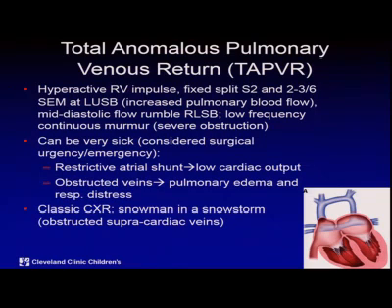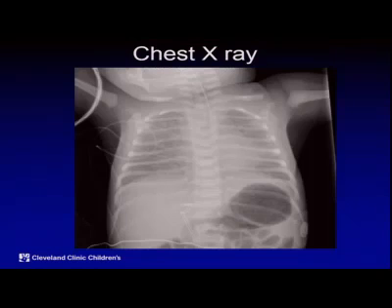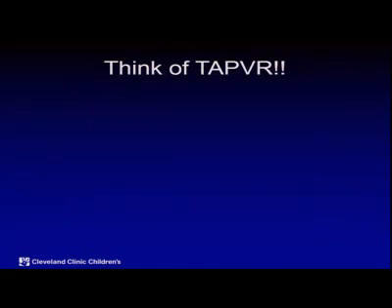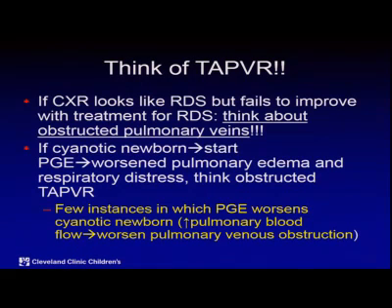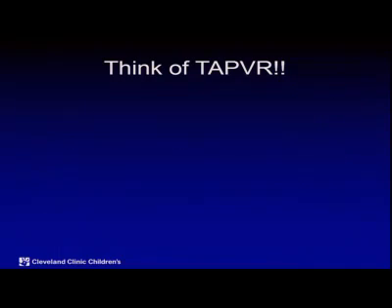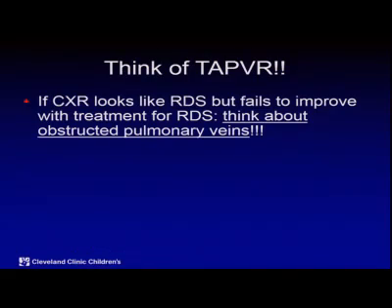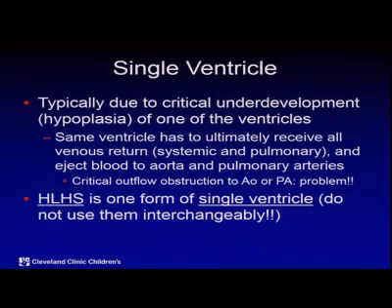So if they have pulmonary venous obstruction, the classic chest x-ray is a snowman in a snowstorm. So the pulmonary veins are obstructed. If you see an x-ray like this, think of total veins. If you think it's RDS and you treat them for RDS and they don't get better, think of total veins. All right? And if you use prostaglandins in somebody like this and you make them worse, also think of total anomalous pulmonary venous return.